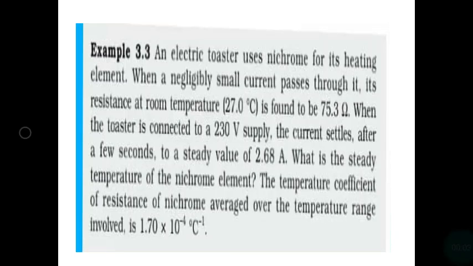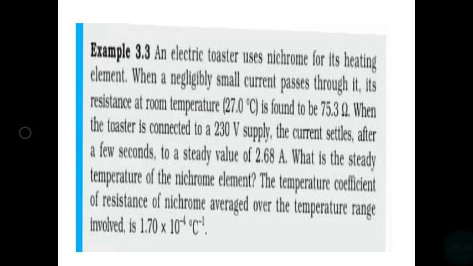Question is, an electric toaster uses nichrome for its heating element. When a negligibly small current passes through it, its resistance at room temperature, that is 27 degrees Celsius, is found to be 75.3 ohm. When the toaster is connected to a 230 volt supply, the current settles after a few seconds to a steady value of 2.68 ampere. What is the steady temperature of the nichrome element?